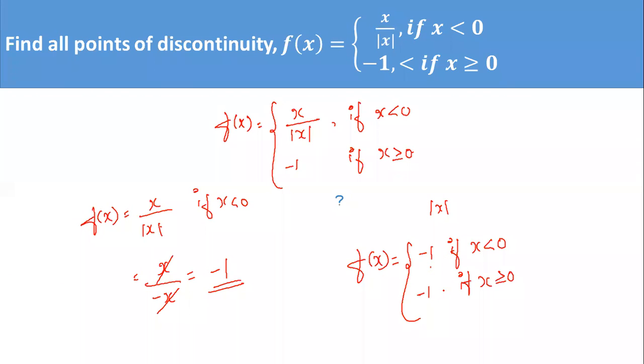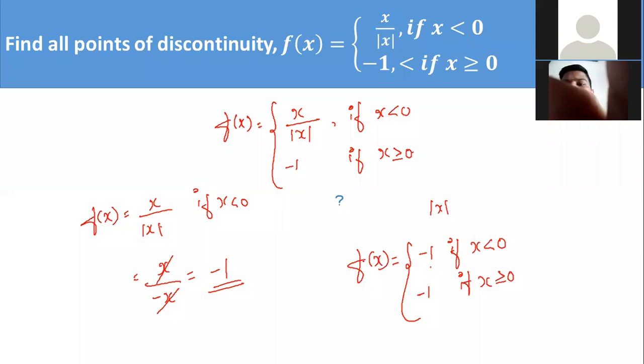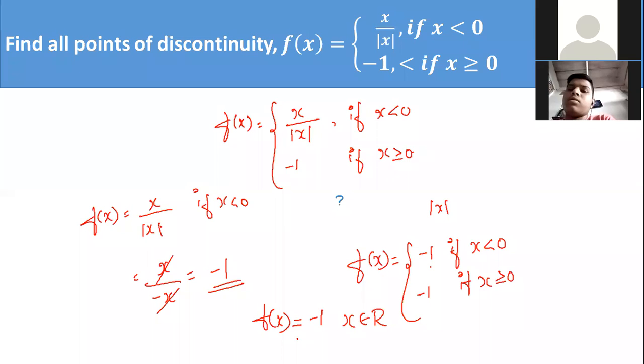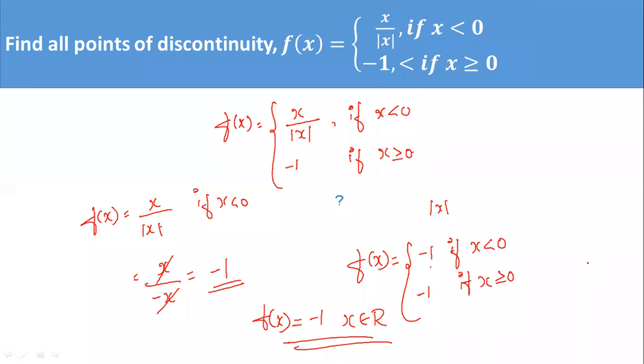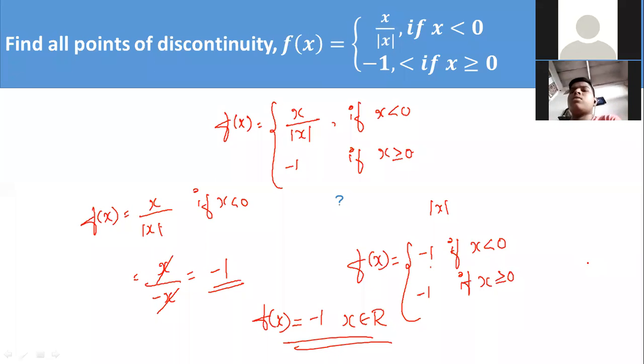What is this function? Good, Subramanya. It is a constant function. It's not a modulus function. It is a constant function. F of x is minus 1. Whether x is less than 0 or greater than or equal to 0, it is minus 1. Correct? So this is a constant function. So what about a constant function? Whether it is continuous or not? It is continuous. Yes. Good.